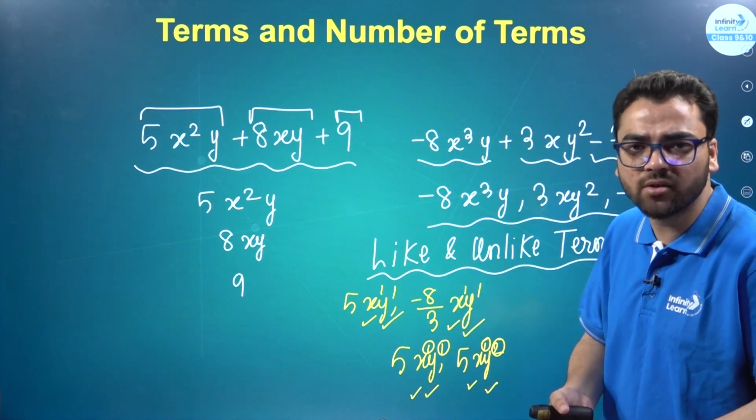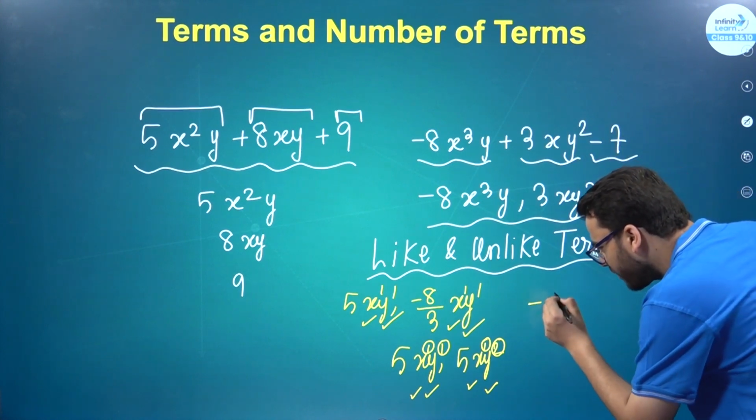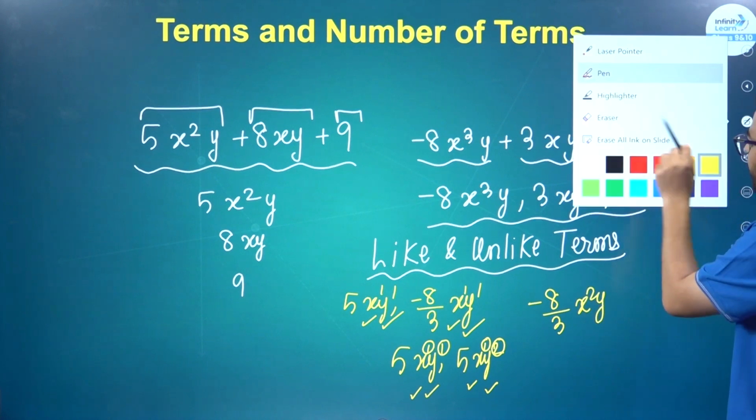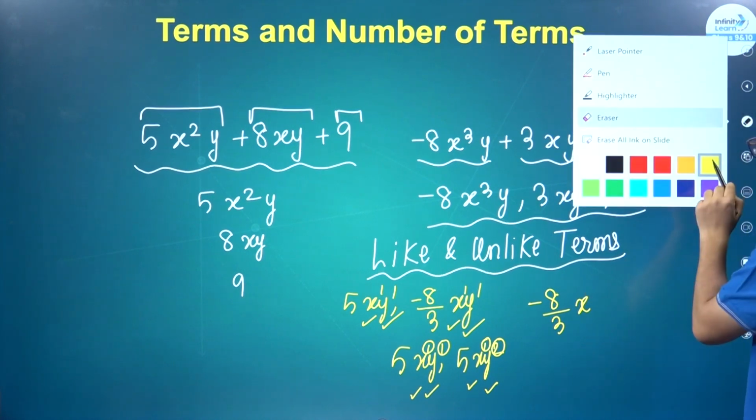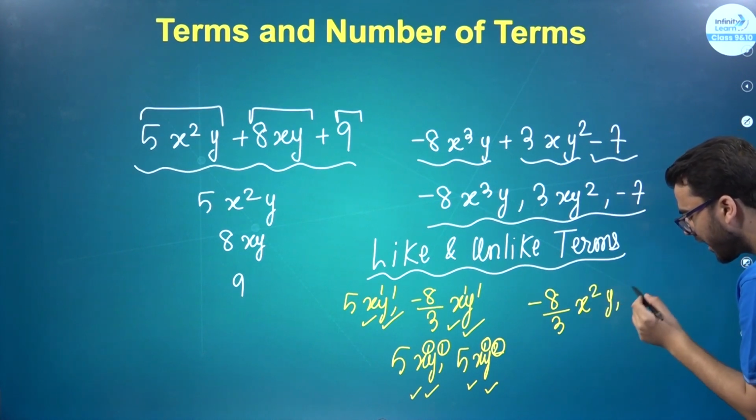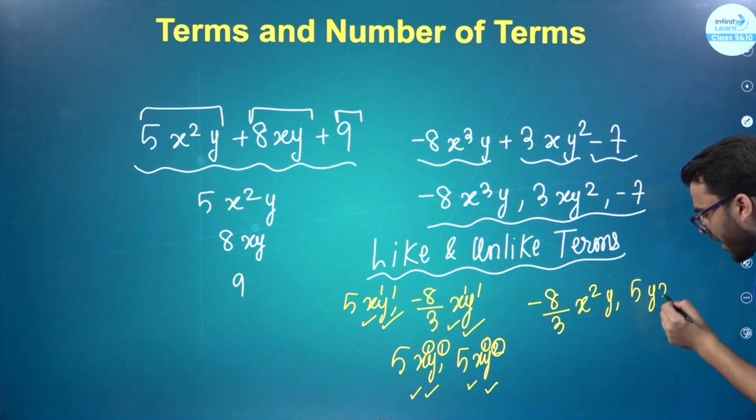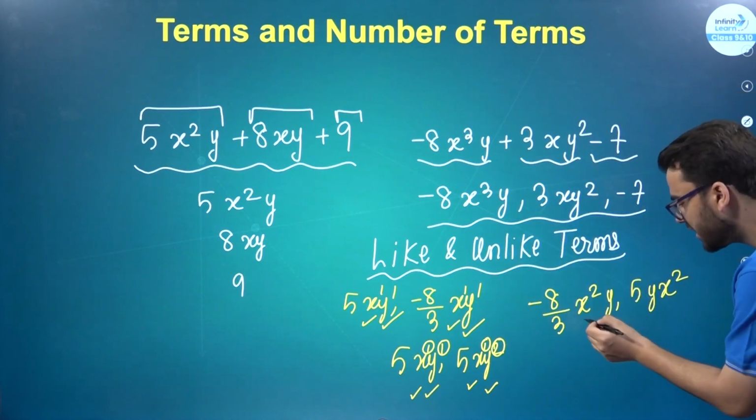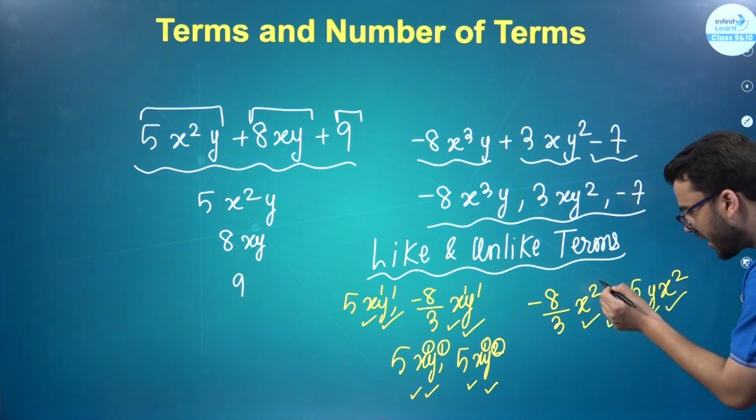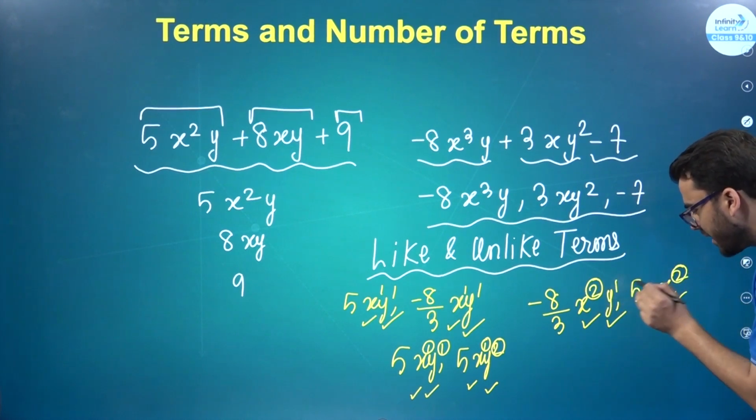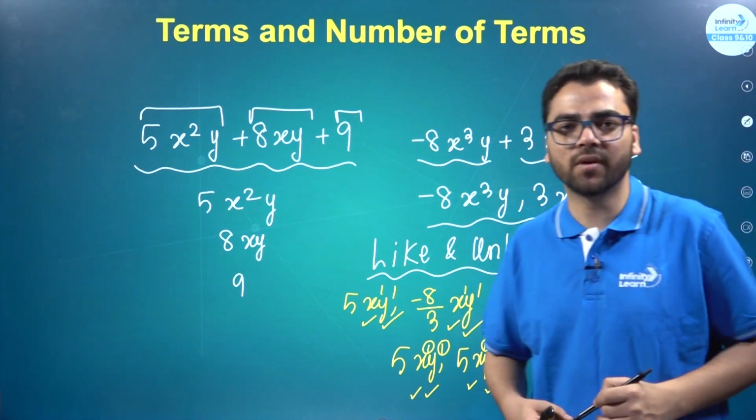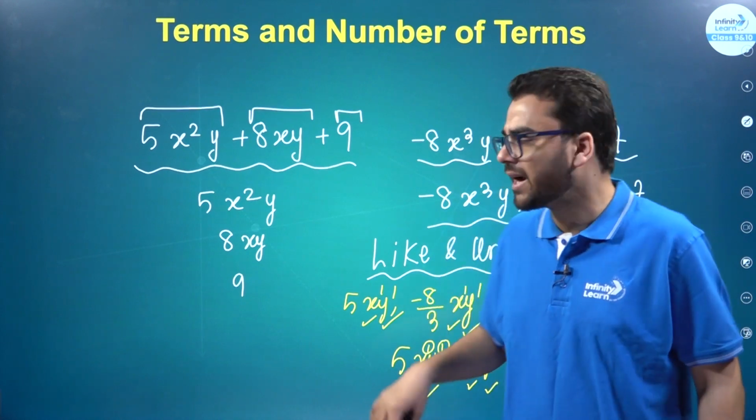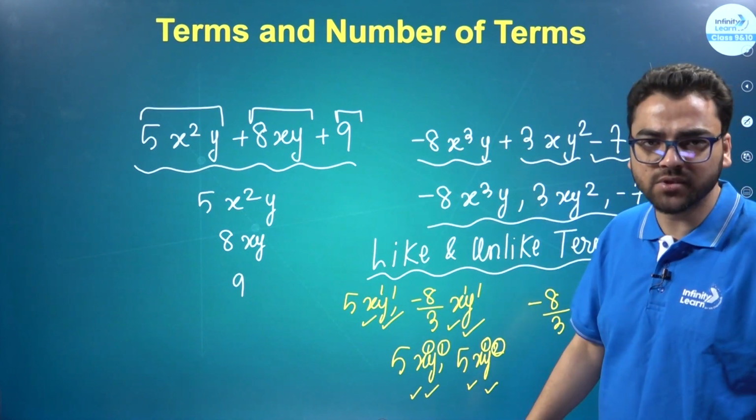Now the order does not matter. For example, if I've got minus 8 by 3 x square y, I'll write over here, and then 5 yx square. If somebody asks, are these like terms? Yes, they are like terms over here, because you see, variables are same and exponent of x and y, they are same. So they are like terms over here. Order does not matter because multiplication is commutative, that you already know. So that is the meaning of like and unlike terms.